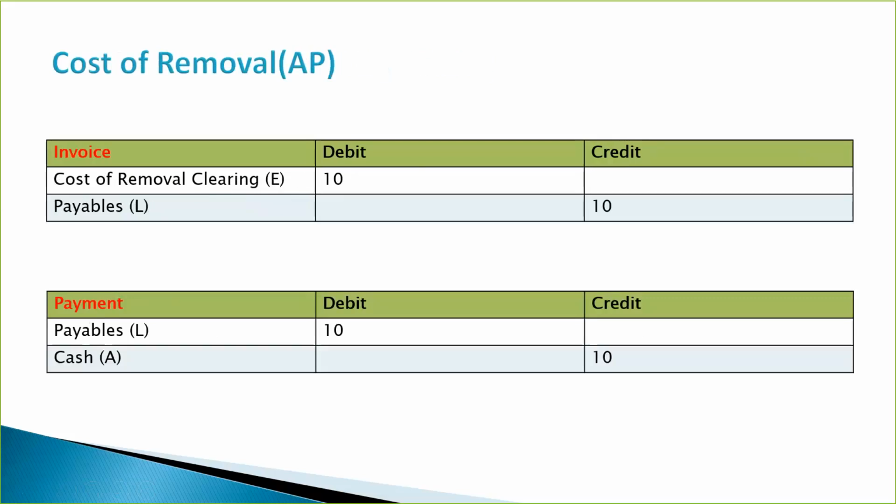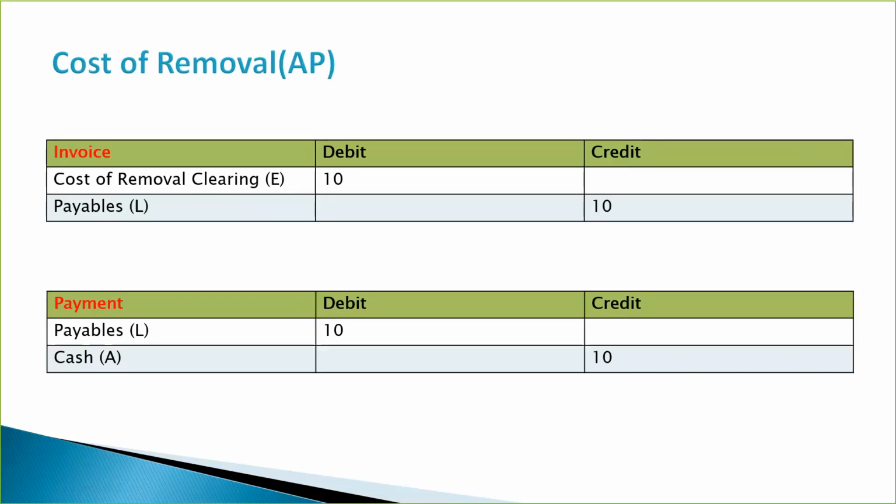We also talked about cost of removal. So let's see the accounting. Cost of removal, AP will be involved because you're paying somebody for these services to remove this asset. Okay, so maybe it's a machine and there's nobody in your company who has the expertise of removing that machine and disposing it.